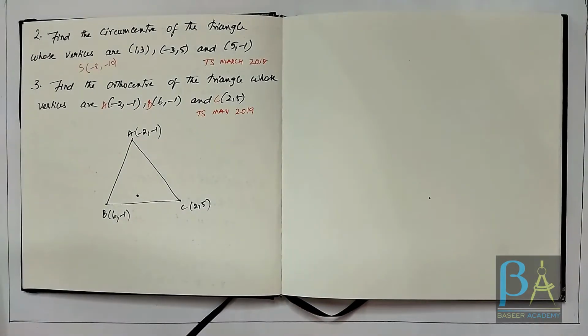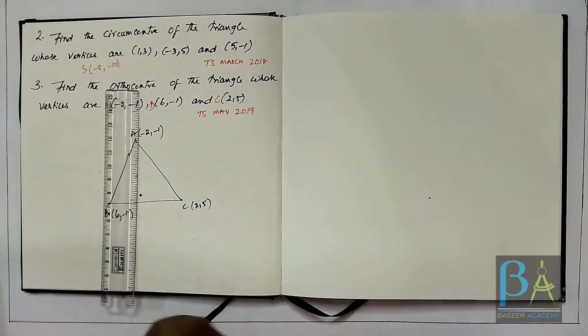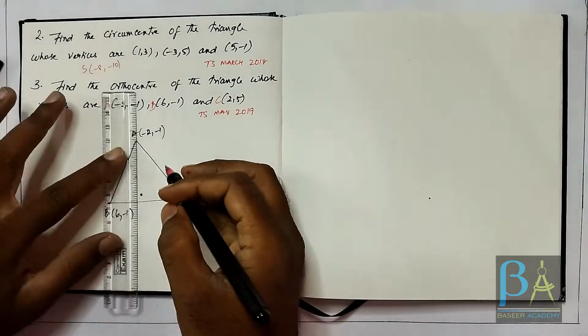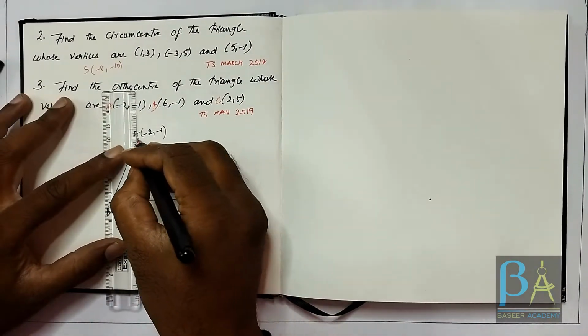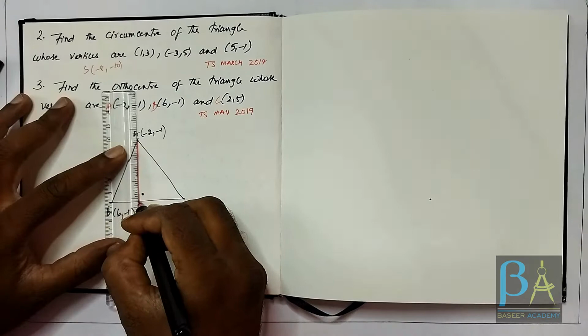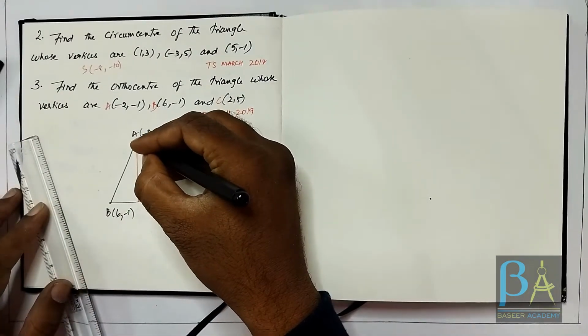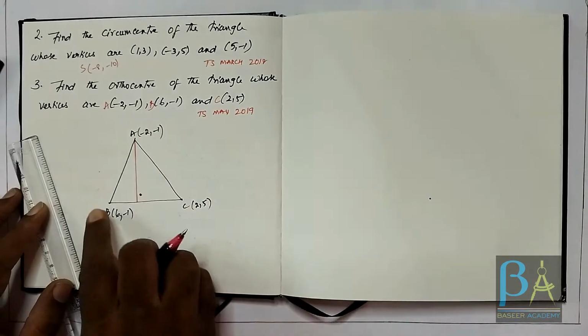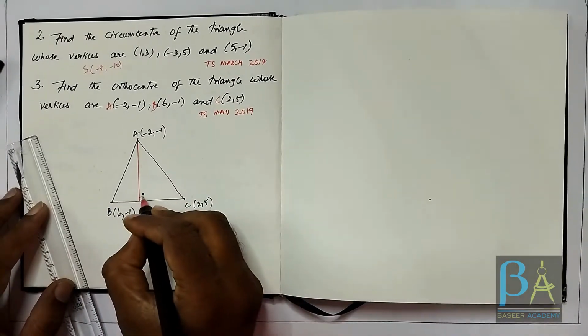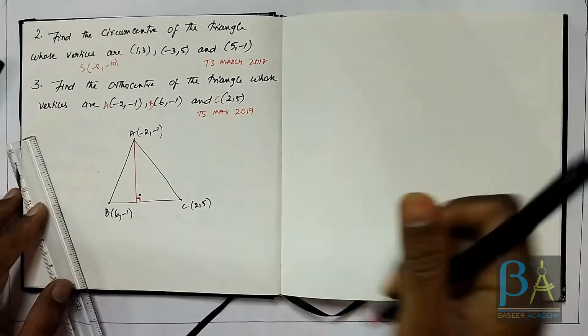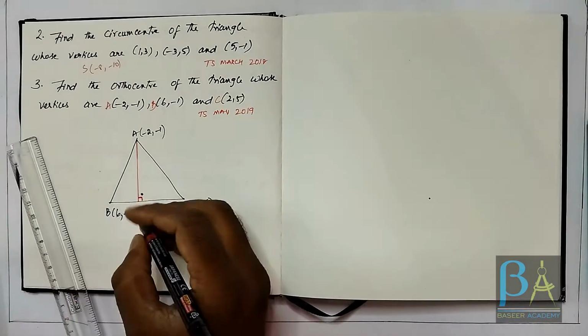Now what is an orthocenter? An orthocenter is nothing but the point of intersection of the altitudes of a triangle. And what is an altitude? An altitude is a perpendicular which is drawn from the vertex of a triangle to the opposite side. So I'm drawing a perpendicular from the vertex A to the opposite side BC. Let us say this perpendicular meets BC at a point D.